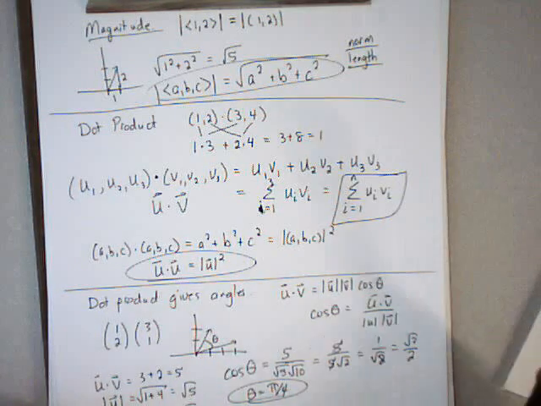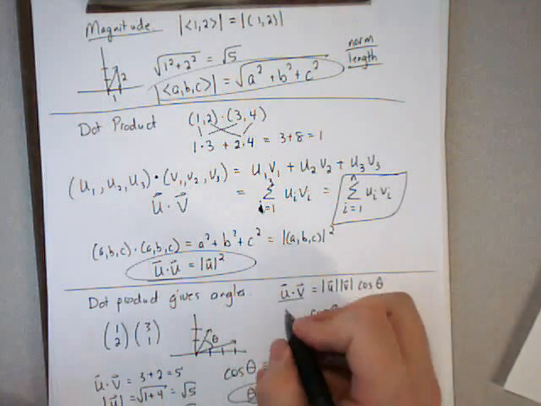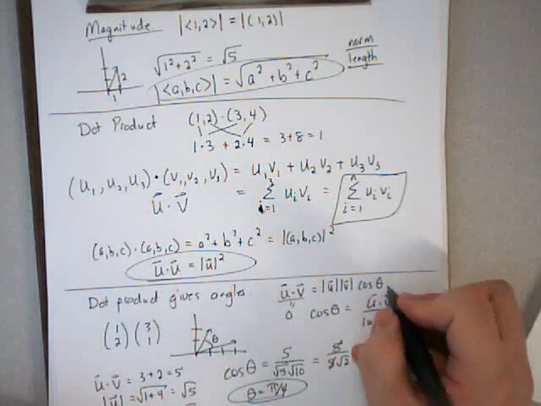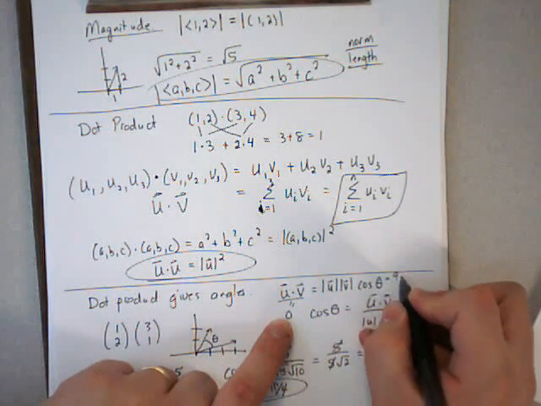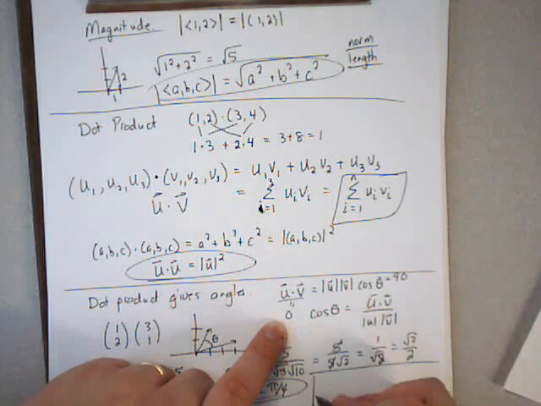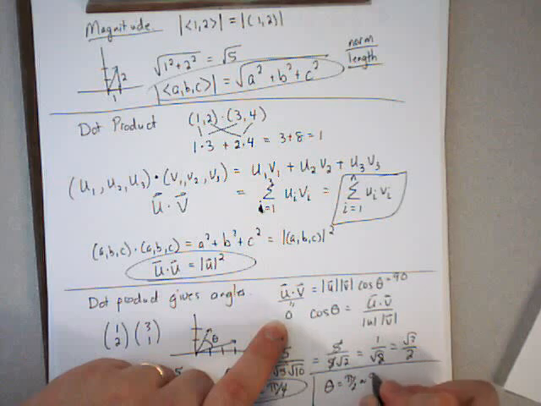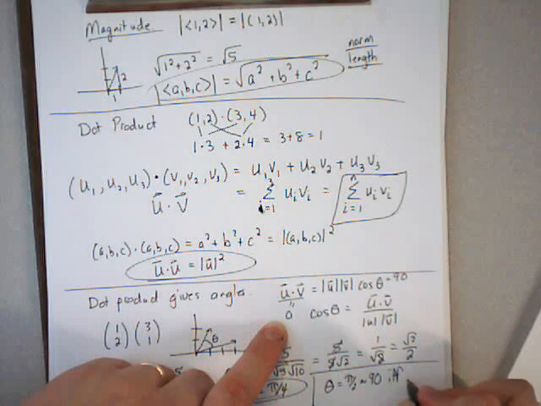One last thing I'd like to point out. Notice, if the dot product is 0, then the only way to get the cosine of an angle to be 0 is if the angle is 90 degrees. So the angle is pi halves, or 90 degrees, if and only if the dot product is 0.